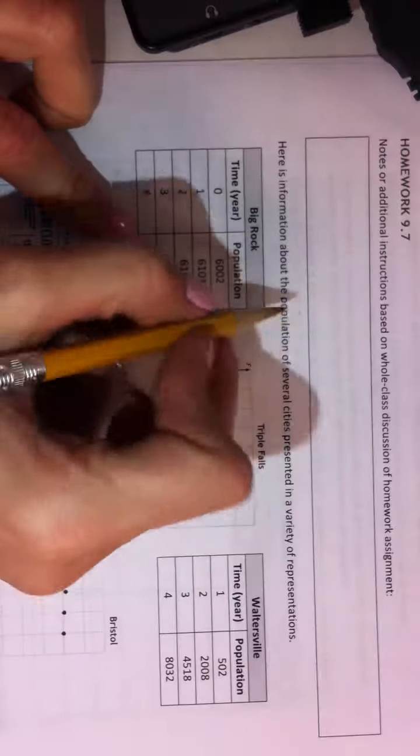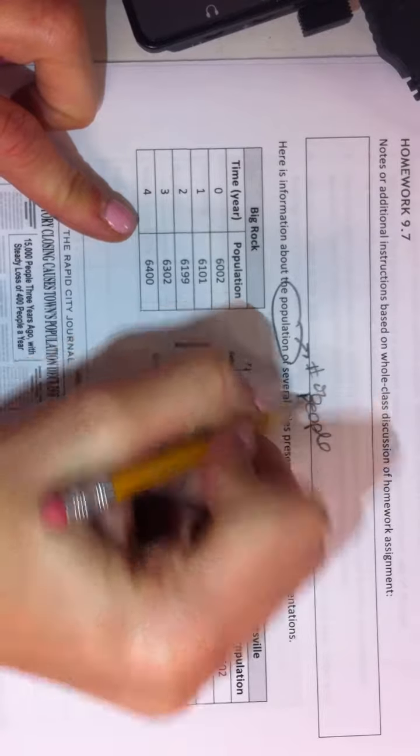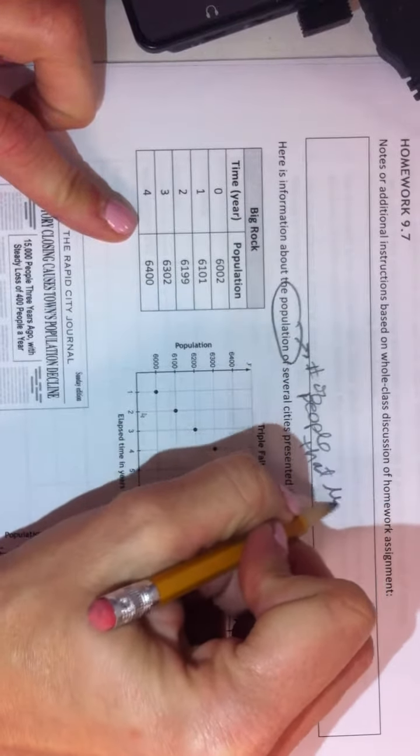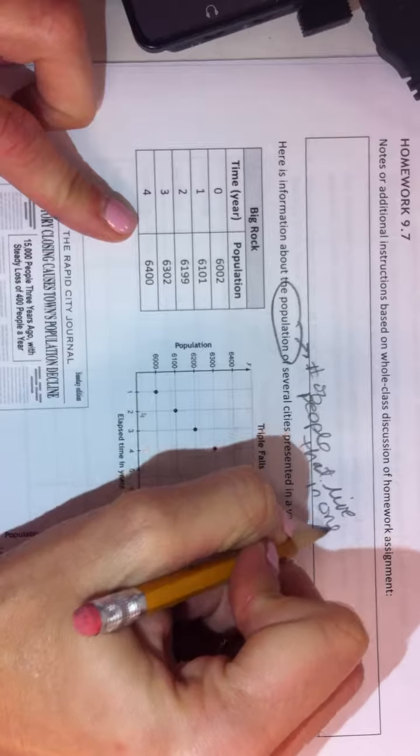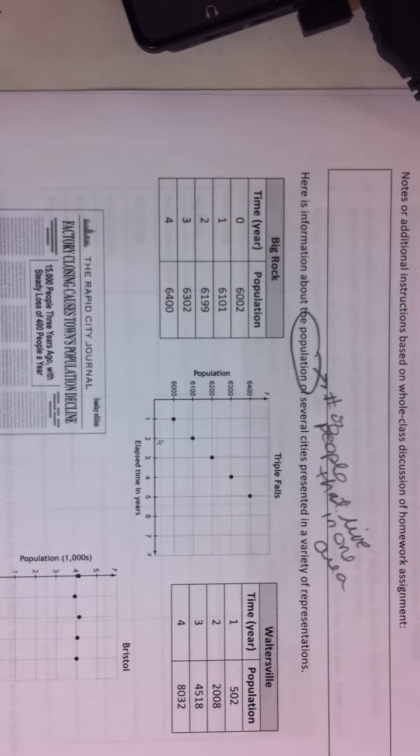So here we go. It says, here is some information about the population of several cities presented in a variety of representations. What population means is the number of people that live in one area. So we're talking about population. Let's take a look at all of these.